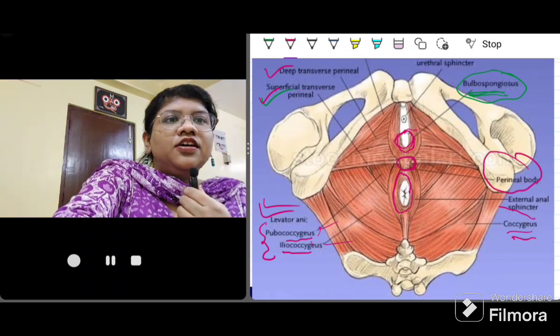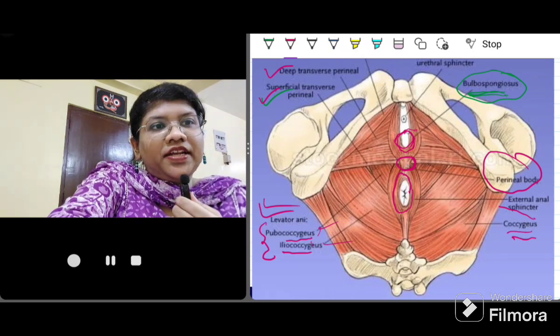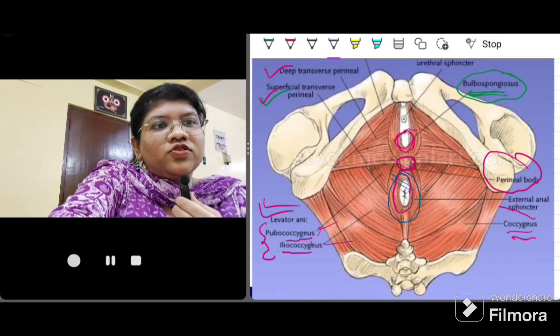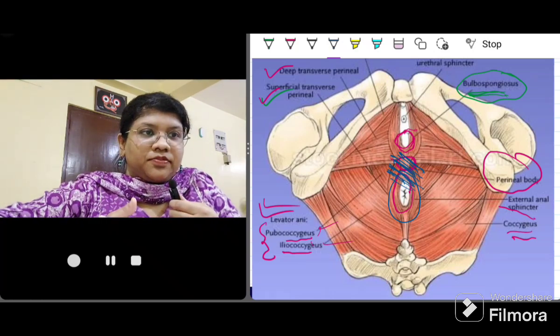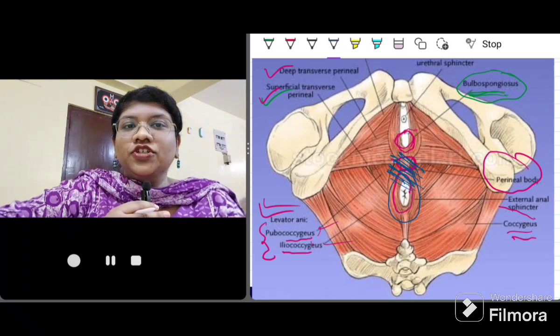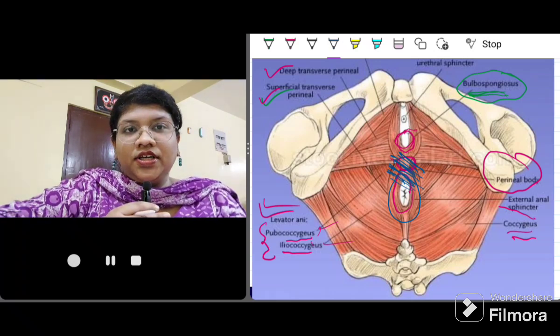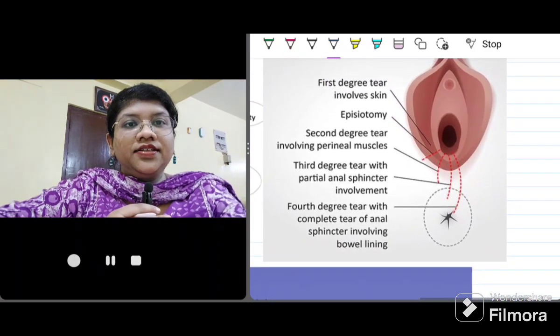So when we are discussing OASIS, by definition it is when this perineal body gets disrupted and the external anal sphincter anteriorly also gets disrupted. So this portion is disrupted along with the loss of the distal portion of the rectovaginal septum. Between the vagina and the rectum you have the rectovaginal septum, which is also lost during injury in case of OASIS.